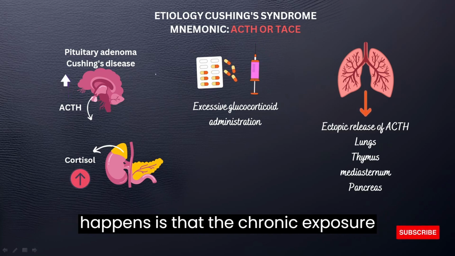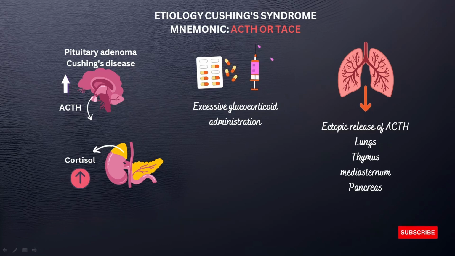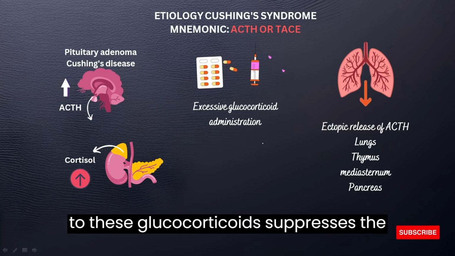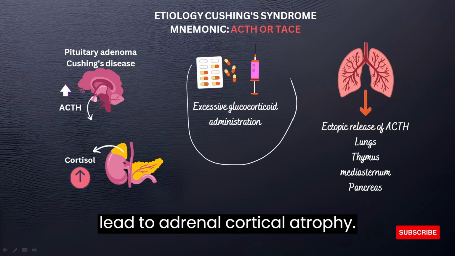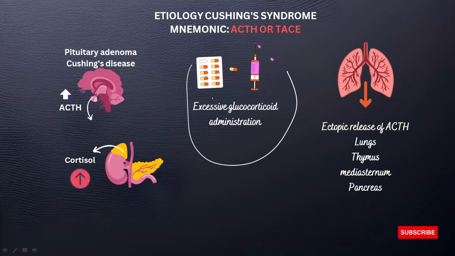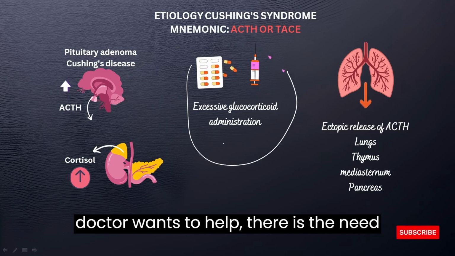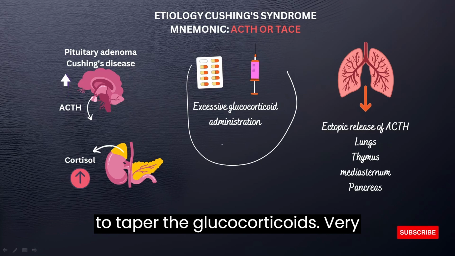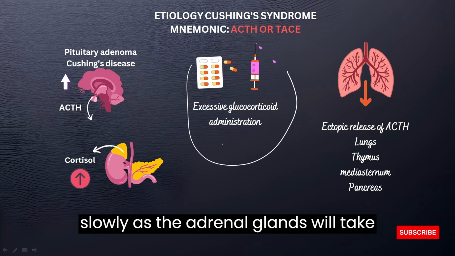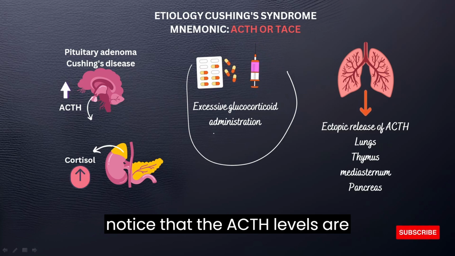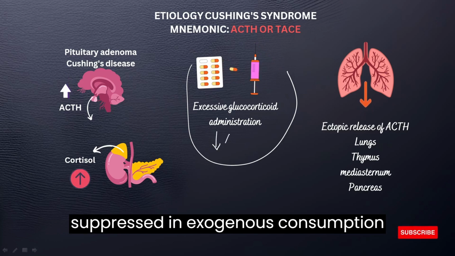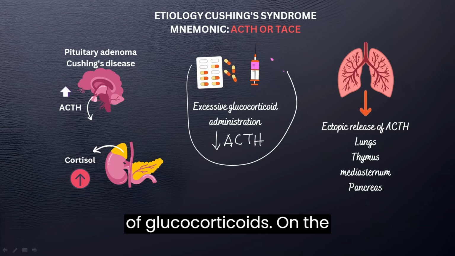What happens is that the chronic exposure to these glucocorticoids suppresses the ACTH levels, and this can lead to adrenal cortex atrophy. In this particular situation, if the doctor wants to help, there is the need to taper the glucocorticoids very slowly as the adrenal glands will take time to recover. You would also notice that the ACTH levels are suppressed in exogenous consumption of glucocorticoids.